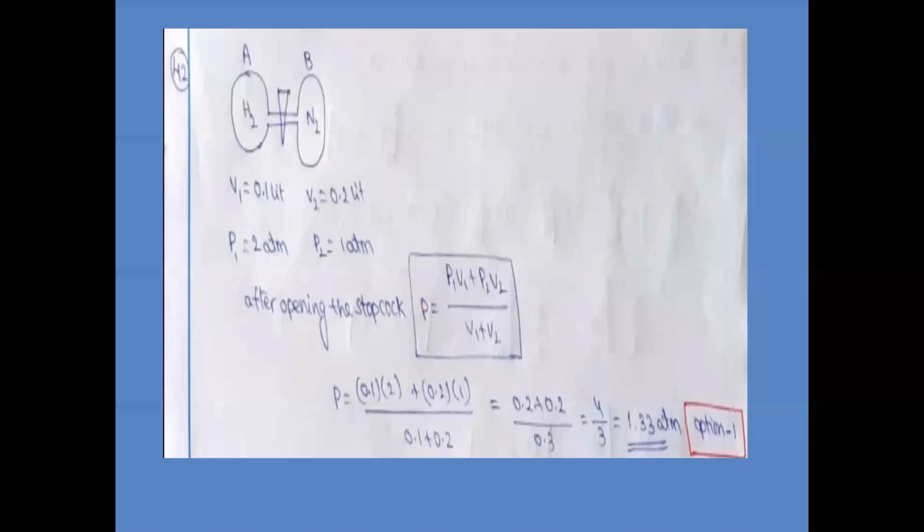What is the original formula here? P total, total pressure after mixing, into V total, total volume after mixing. So P total into V total is equal to P1 V1 plus P2 V2. From that we get P, total pressure after mixing, is equal to P1 V1 plus P2 V2 divided by total volume, that is V1 plus V2. So we get 1.33 atm here. Okay.